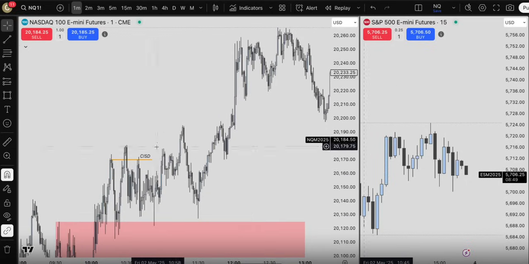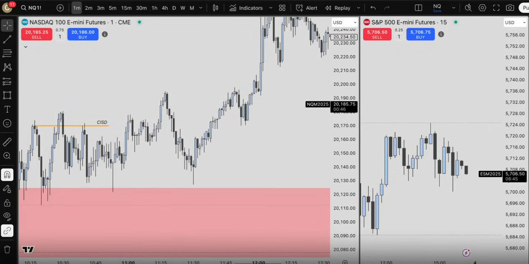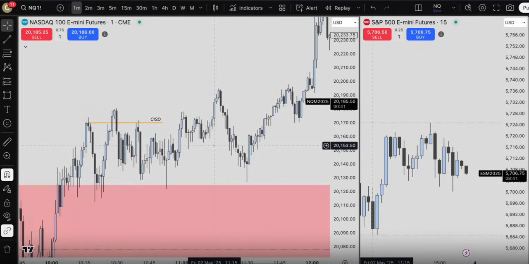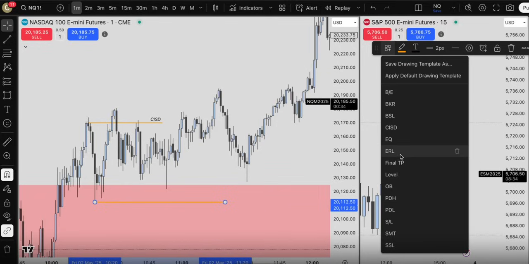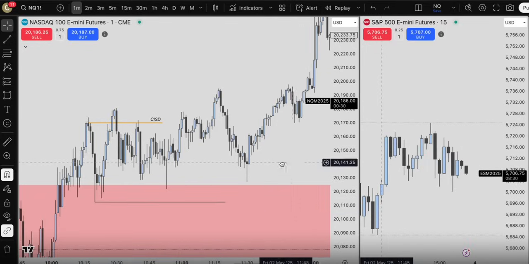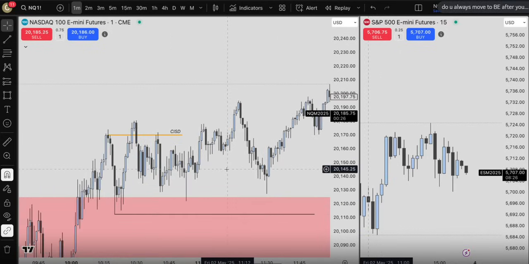I went long right here. This is to show you guys how I manage my trades, and I'm probably going to change this because I'm really annoyed with it recently. My stop loss always goes at the protected low. I used to never move my stop, but recently I've been moving it and it's been messing me up every time, if you guys have been looking at my social media.